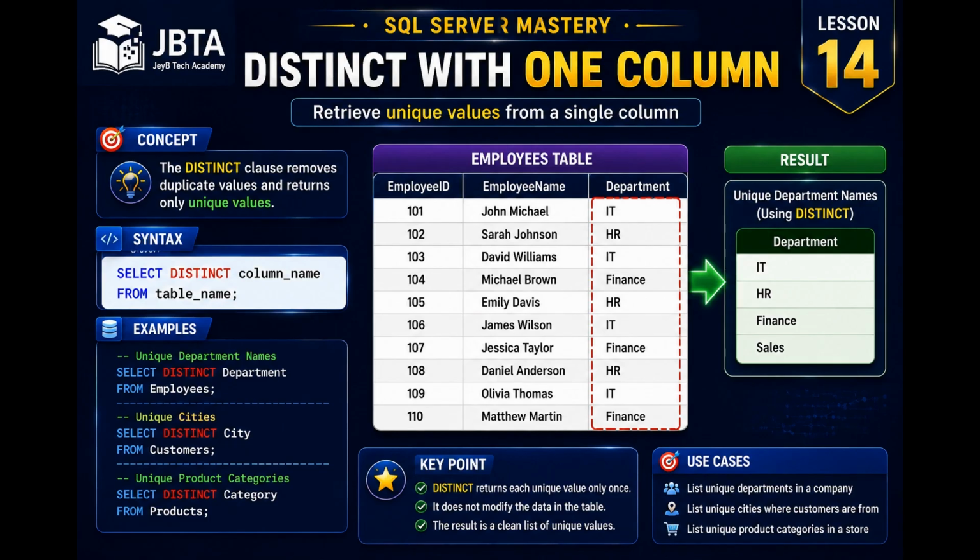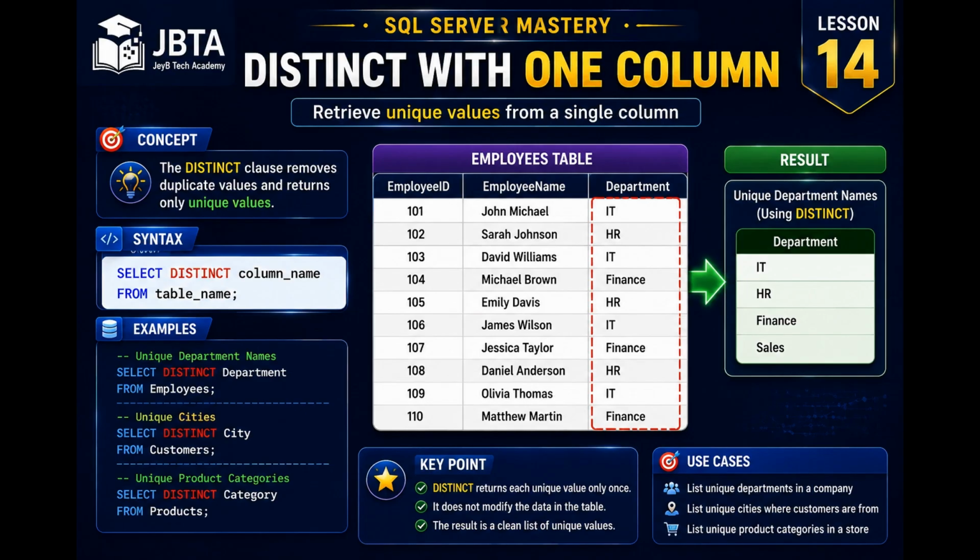Instead of displaying hundreds of repeated values, SQL Server returns only one entry for each department. For example, the final result might contain only IT, HR, finance, sales, marketing, and support. Each department appears only once. This is exactly what the business needs. The distinct clause is commonly used when creating drop-down lists in applications. It is also used in reports where only unique values are required. Business analysts use it to understand available categories, locations, departments, product types, payment methods, and many other unique values stored in the database.